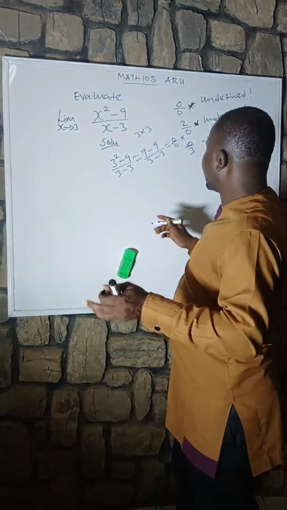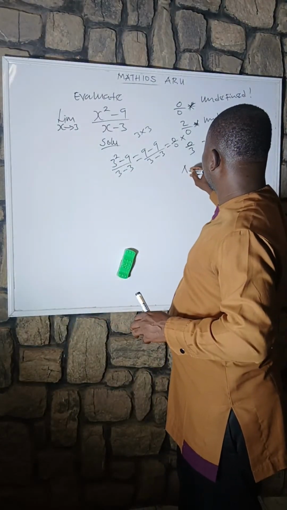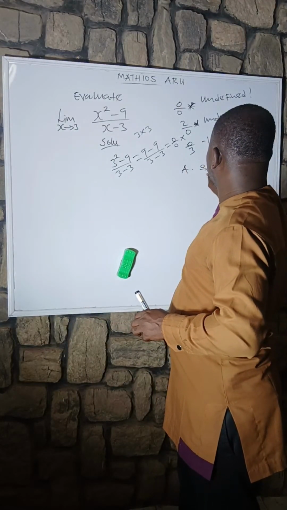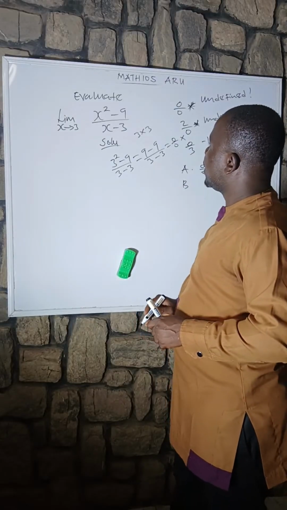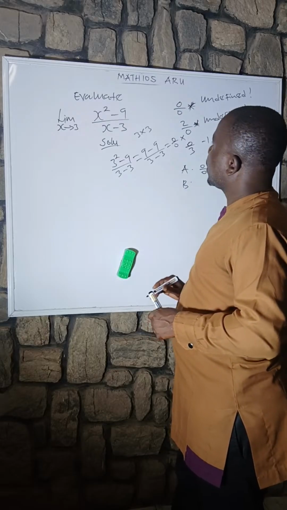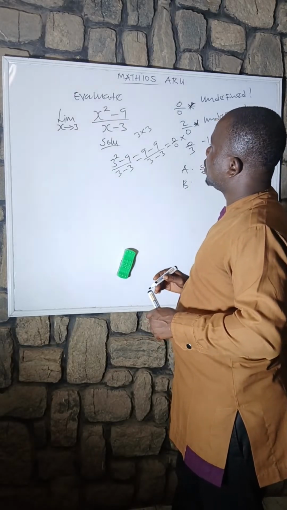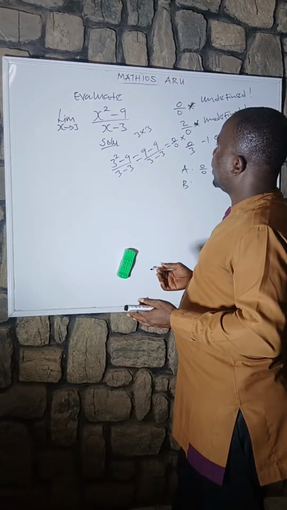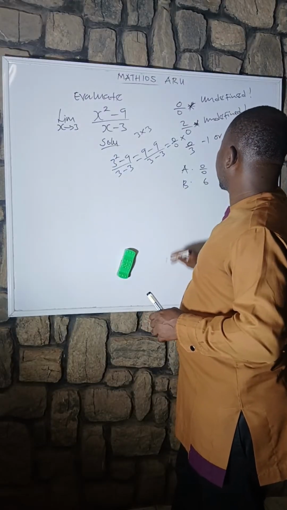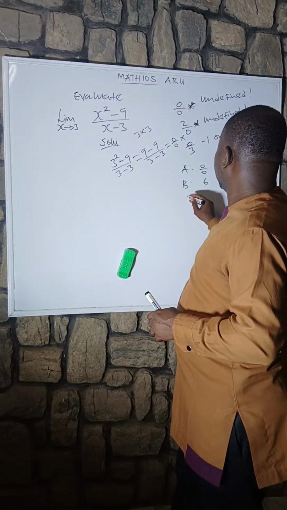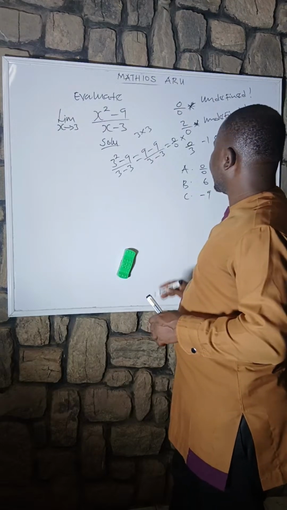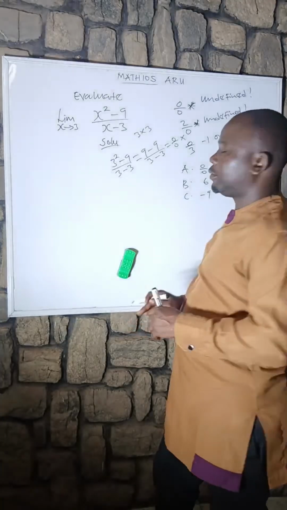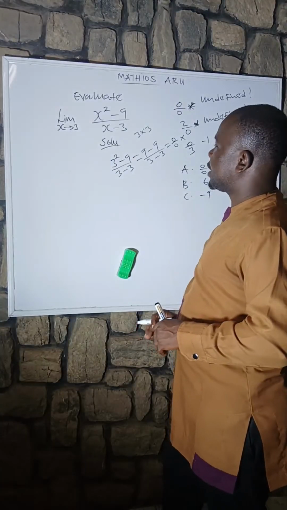Let us assume that in JAMB, A is 0 all over 0, then B, let's just say 6, then C, minus 9. Let's see which one is the correct answer.